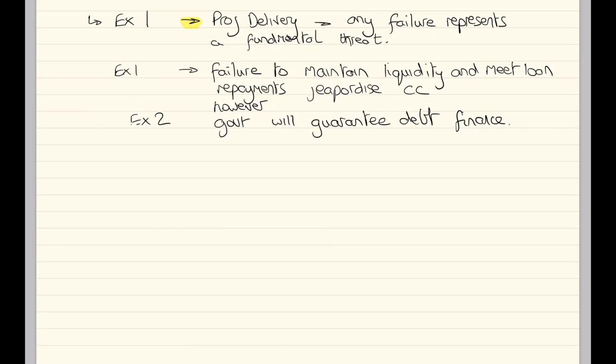The future going concern of the organisation could be seriously jeopardised. Also, failure to maintain liquidity and meet loan repayments could also jeopardise the business, but maybe we can get some government finance. So quite a few points there just picking out of the case.